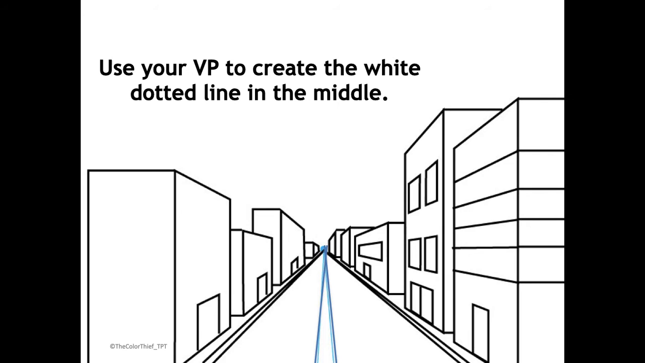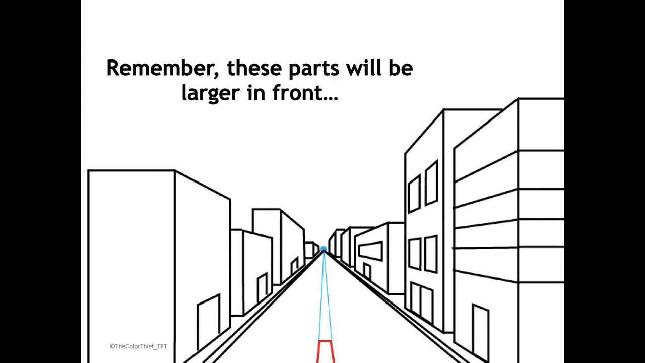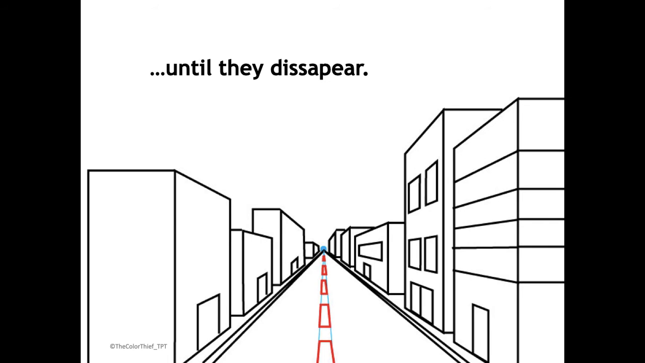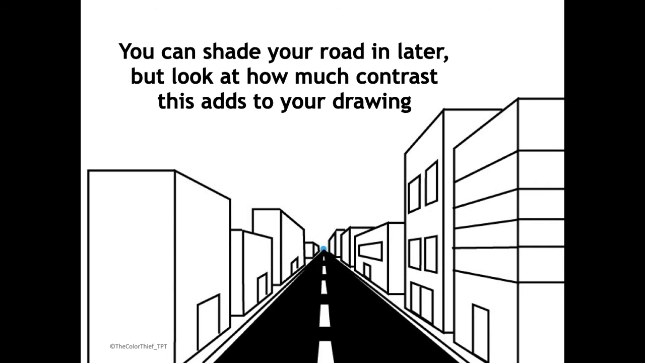Next, you are going to use your vanishing point to create the white dotted line in the middle of the road. Start at your vanishing point and work out to the thickness of your lines. Next, you are going to put the horizontal hashing in so that your lines end, like you see here. You are not going to shade your road. We'll talk about that later.